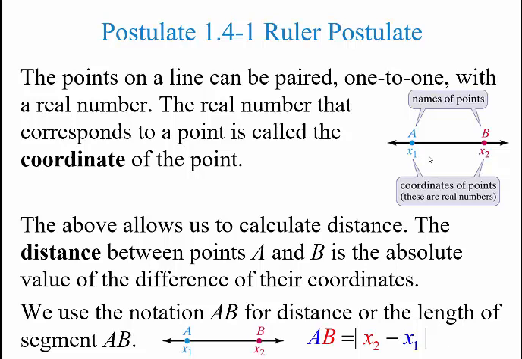The distance between 2 points A and B is the absolute value of the difference of their coordinates. The reason we say absolute value is because you can't have a negative distance, so you always have to make it positive. We use the notation AB. Notice that A and B stand for the points, but there's nothing over it, no segment or no line. We use the notation AB for the distance or the length of the segment AB. Note the color here, this is important. The distance from A to B is equal to the value of the back point, so B goes first here, minus the value of the first point. And that's just the distance between the two.